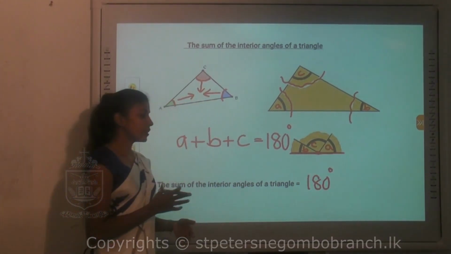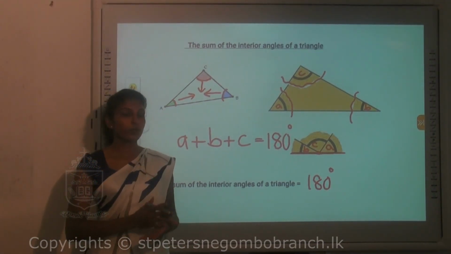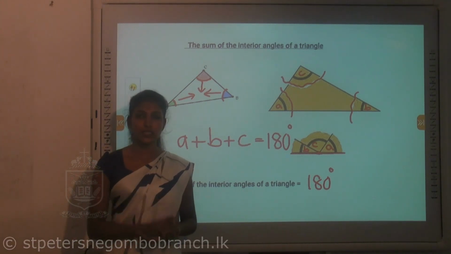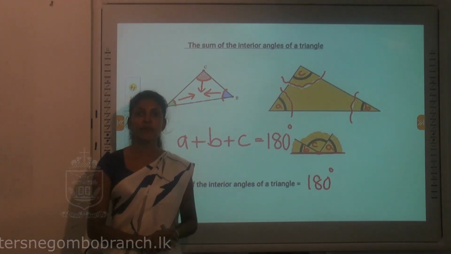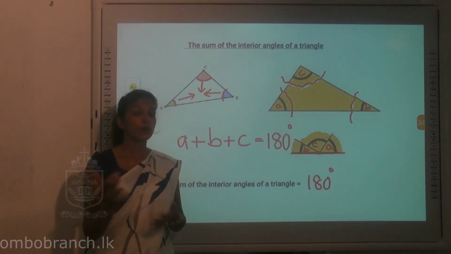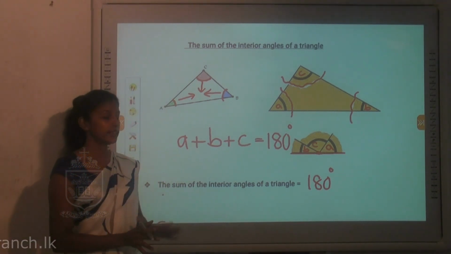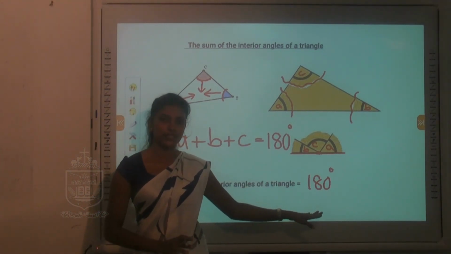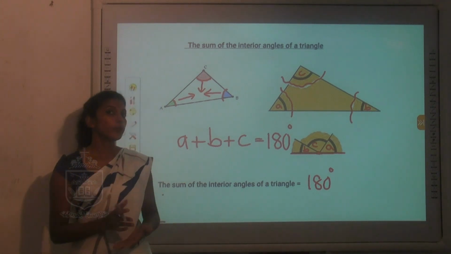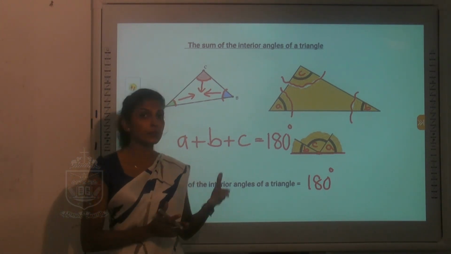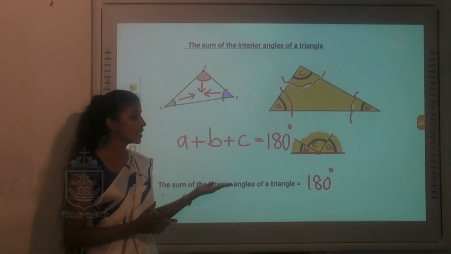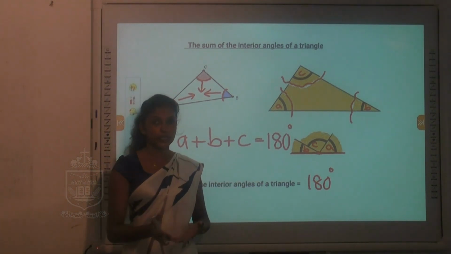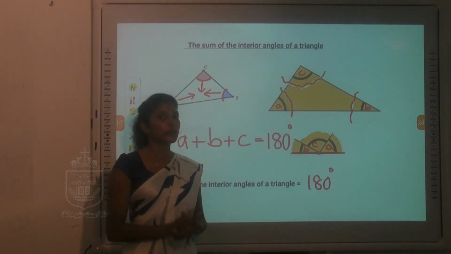Now students, it might be an acute or obtuse or whatever the triangle. They might have different interior angles inside the triangle. But always, once you add all three interior angles, the sum will be 180 degrees. You should keep it in your mind. And now we are going to perform some calculations based on this theory we learned, that is the sum of the interior angles in a triangle. We are going to apply it to some questions and find the answers. So let's see how we can work it out.